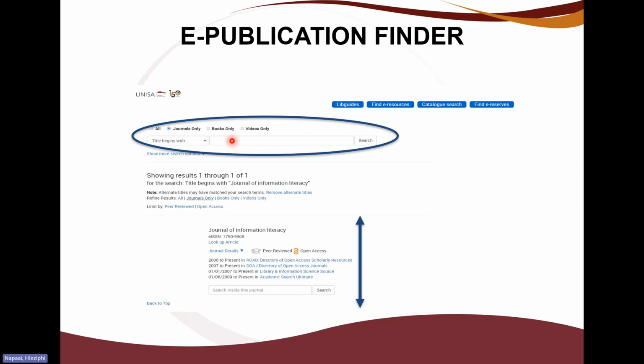Again, here, don't start with a journal of what. You go journal of what. You don't use articles. And then here I've searched under Journal of Information Literacy, and the system tells me this particular title of a journal is available in these databases from these years.